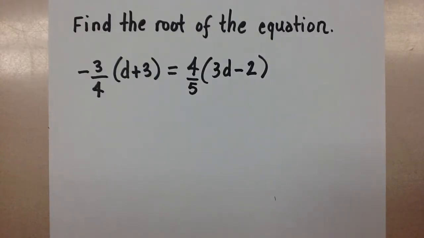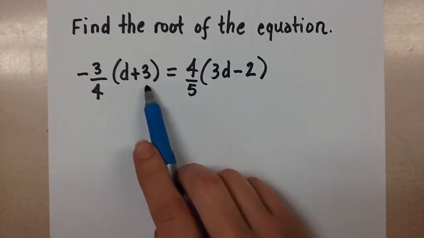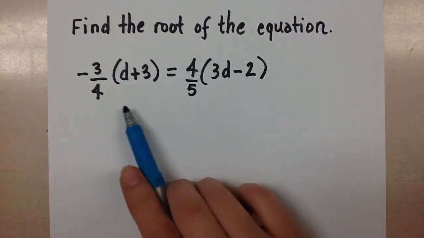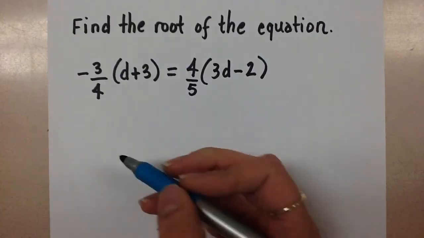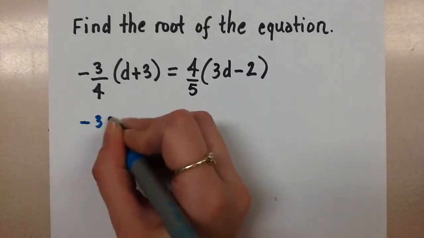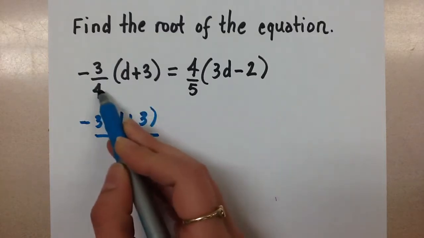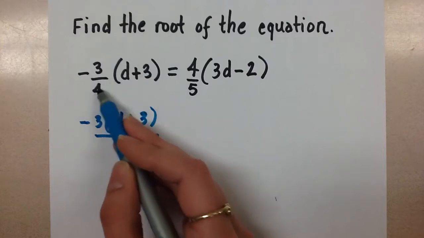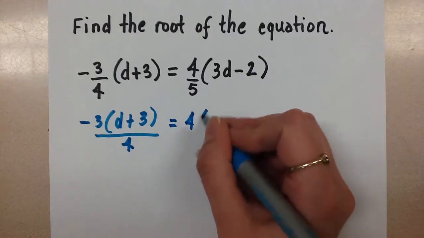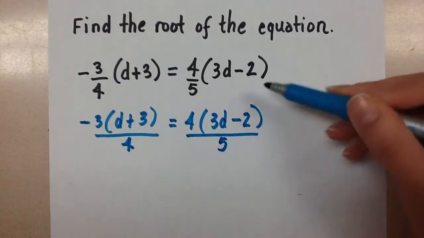So the first thing I want to make note of, in this question we have negative 3 over 4 times (d plus 3) equals 4 over 5 times (3d minus 2). This is written this way, but this question is exactly the same as if it were written negative (3d plus 3) over 4, because the brackets here mean that divided by 4 is applied to everything in the brackets. So that's the same question. Equals 4 times (3d minus 2) over 5. So these are the same question.